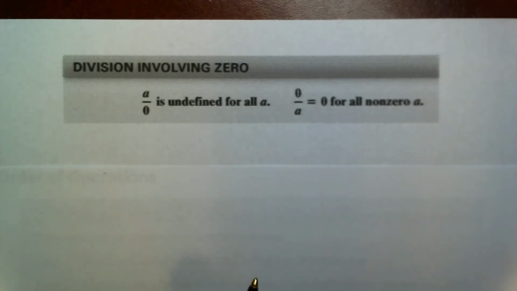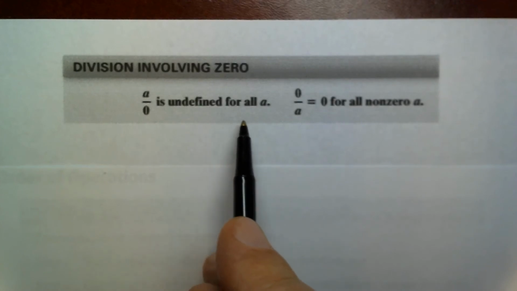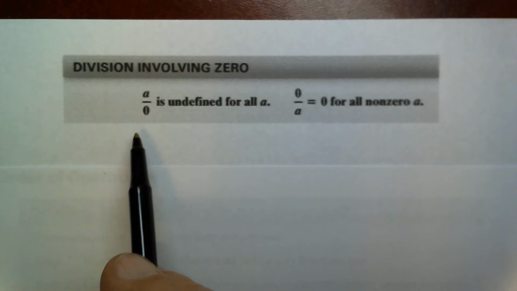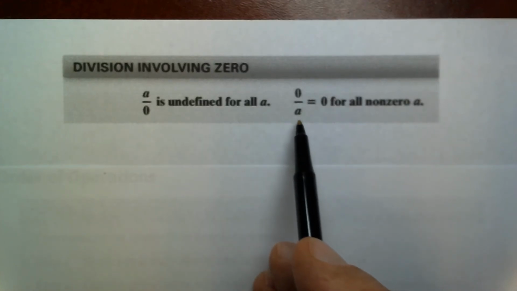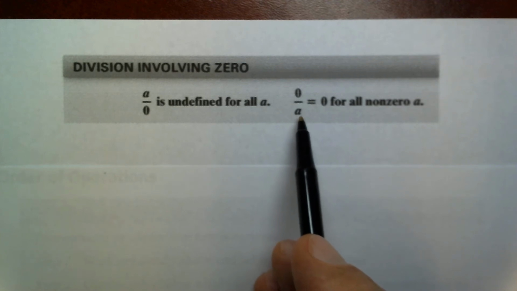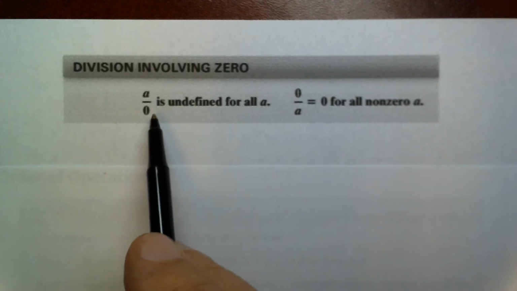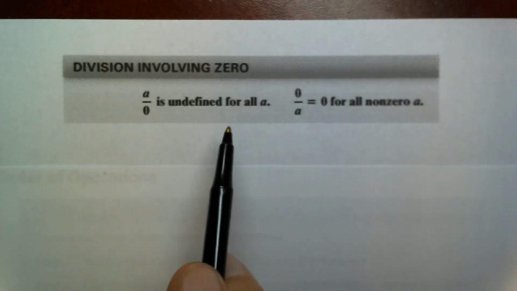Next, we talk about a very important topic called division involving 0. And that is A divided by 0 is undefined for all real numbers A. So please remember this one very clearly. On the other hand, 0 divided by A is equal to 0 for all non-zero A. So as long as A is not equal to 0, the expression 0 divided by A equals 0. But when 0 is in the denominator, that means it's an undefined expression.